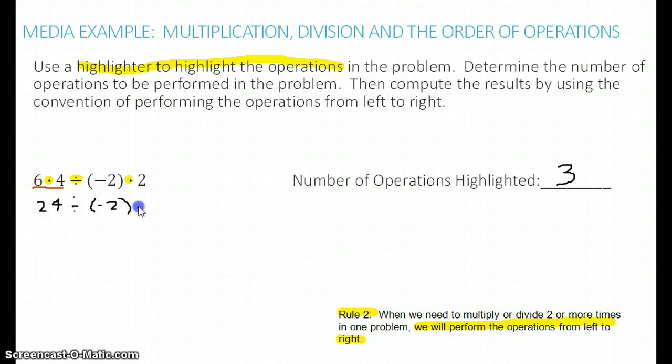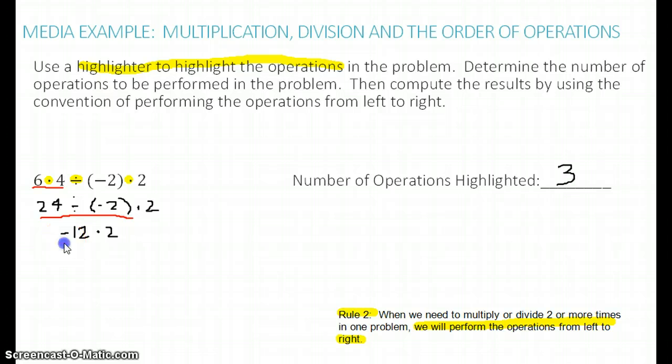times 2. And again, don't be tempted to perform this operation next. We need to work from left to right. So next we have this division, and we have 24 divided by -2. Well, 24 divided by 2 is 12, and since one of the signs is negative, our result is -12. Now we need times 2.